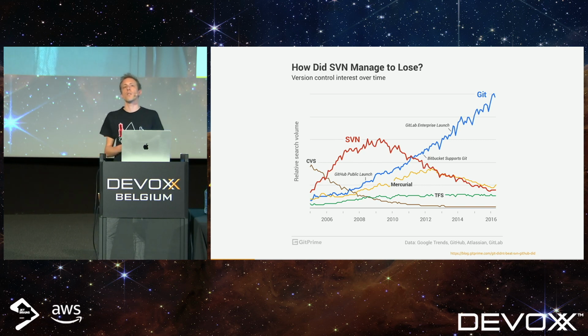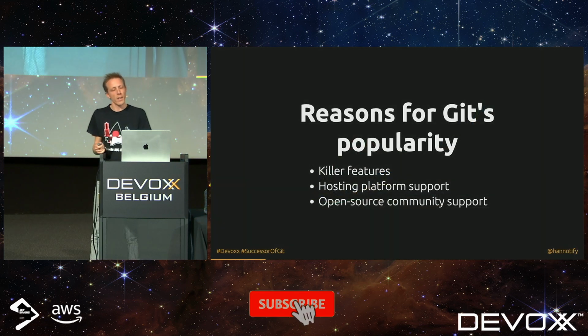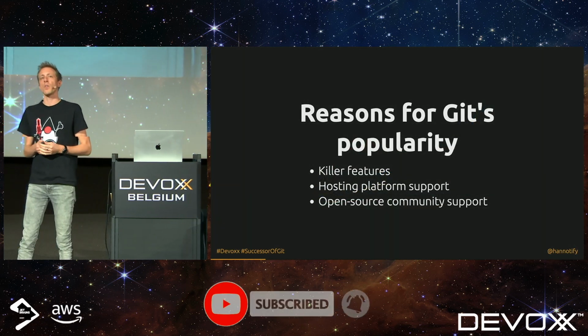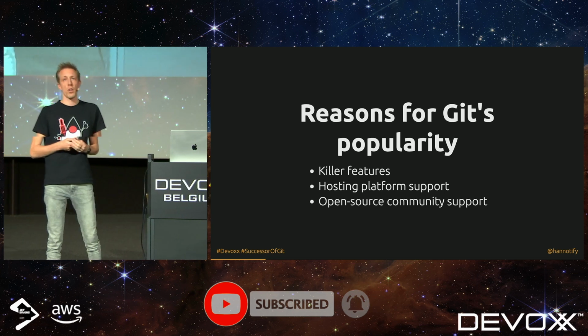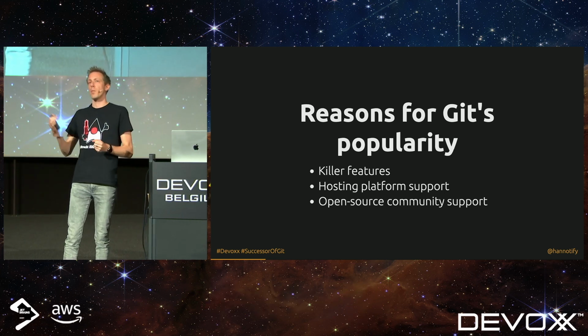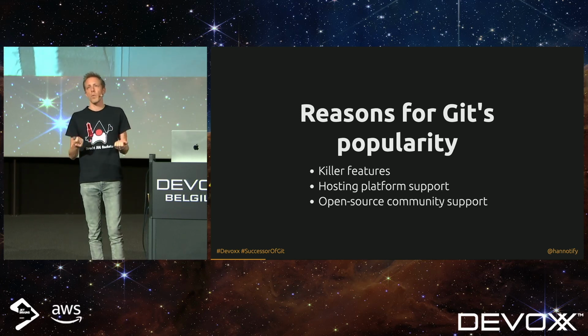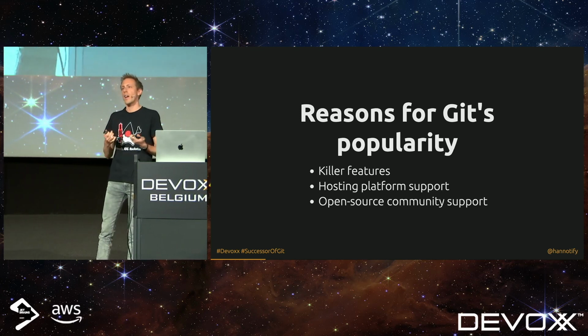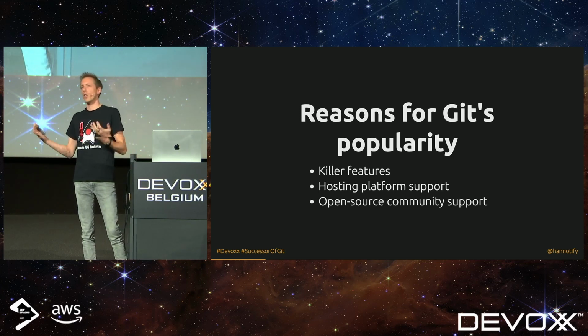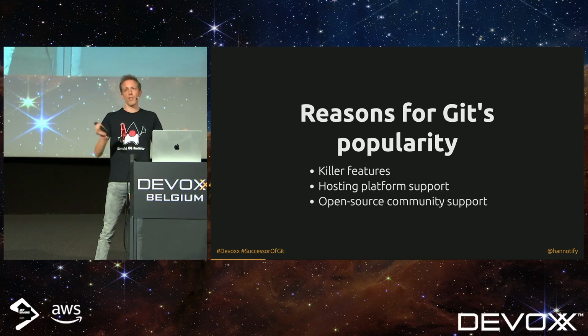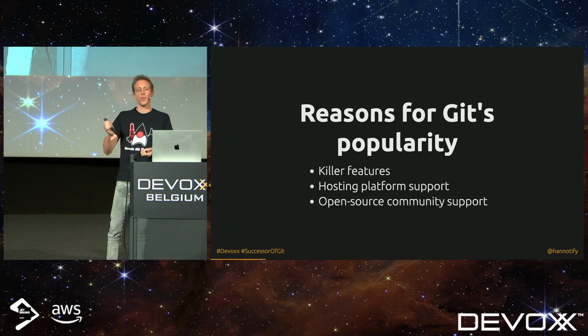So a very important factor is hosting platform support. But I think there are more reasons. For example, killer features. So when Git was published, it was meant as a replacement for Bitkeeper, the only distributed version control system at the time, but it had a commercial license. And so when this commercial license was also going to be active for open source development, a lot of new projects emerged, Mercurial and also Git.